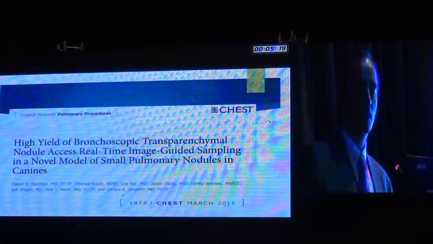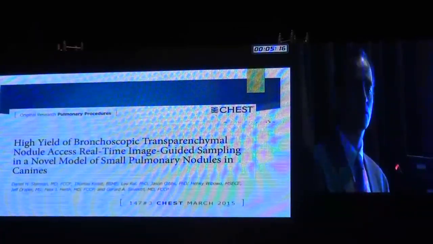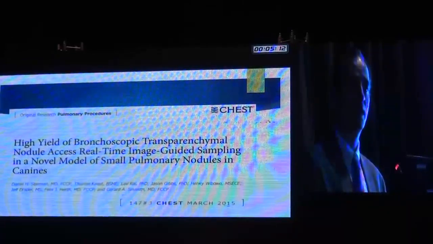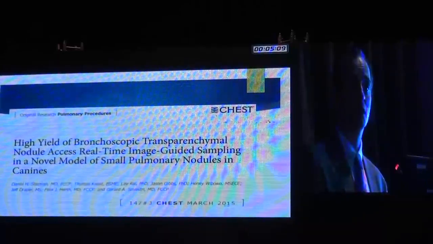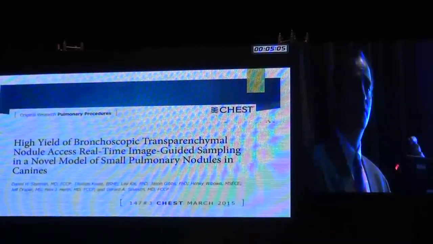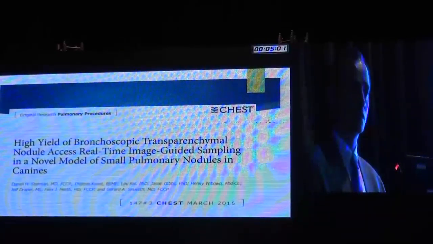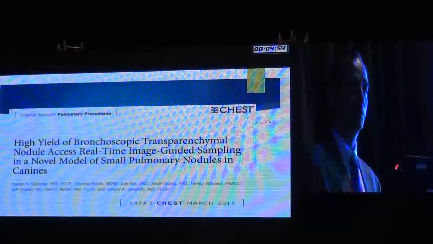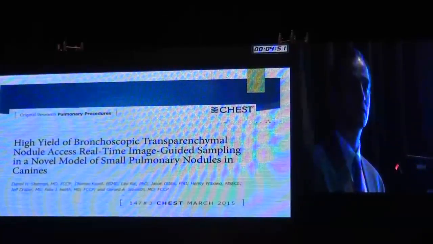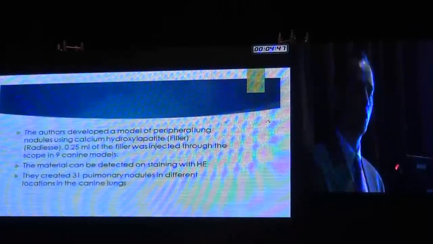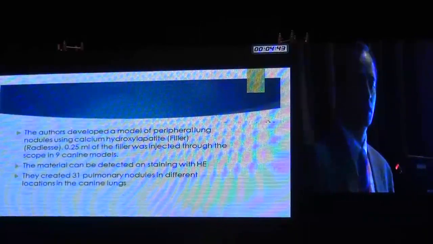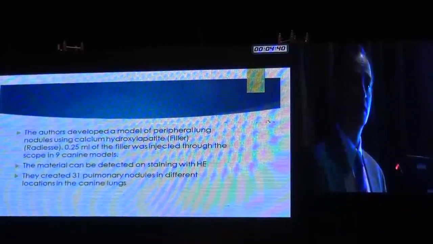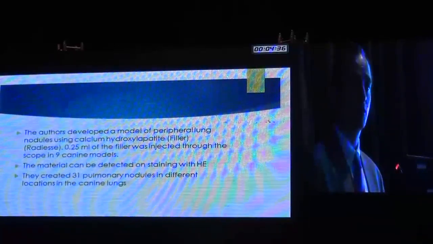The publication that came out about this technology dealt with canine models. The authors produced a model for peripheral lung nodules in 9 dogs. They injected filler material used in cosmetic surgery, which is a bit sticky and can be identified on biopsies; it can be stained and identified on hematoxylin eosin stain. So in 9 dogs, they did 31 peripheral lung lesions, and they performed this technique and got biopsies from the lung lesions. They were very small, but still they could reach these lesions.